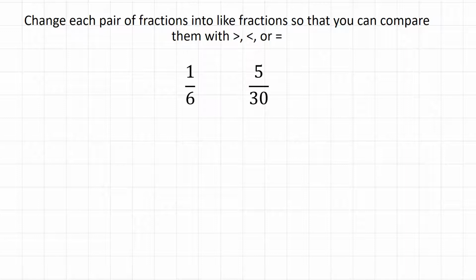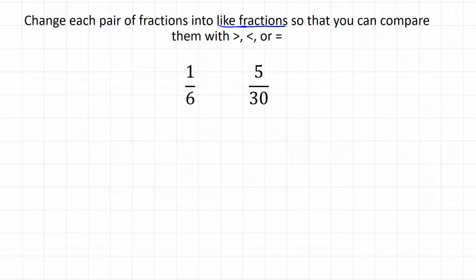Example 2: change each pair of fractions into like fractions so that you can compare them with greater than, less than, or equal to symbols. Our two fractions here are 1 over 6 and 5 over 30. If you remember, what we did last time was multiply the two denominators together to get a common denominator, but in this one, this is a special case. If you look at the denominators, I notice something: I know that 30 is a multiple of 6.